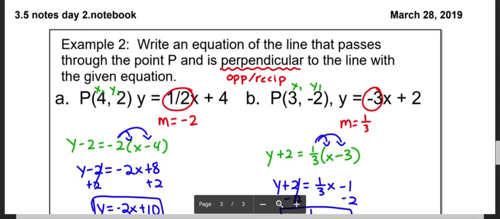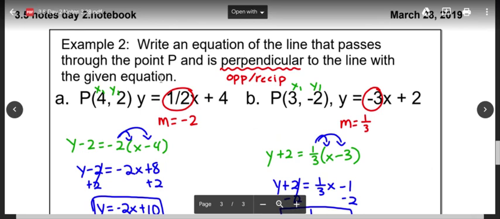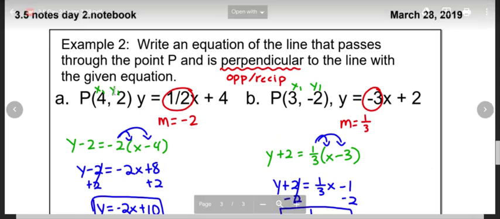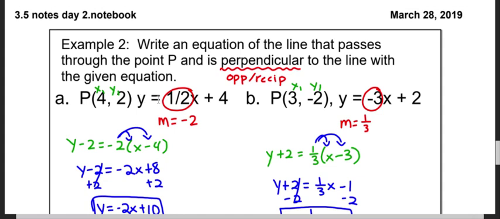All right, now looking at perpendicular lines. Example number 2, write an equation of the line that passes through the point P and is perpendicular to the line with the given equation. So remember, perpendicular is opposite reciprocal, so the opposite sign and flip the fraction. So here we have our point, 4, 2, call that x1, y1. We have y equals 1/2 x plus 4. So the slope was 1/2.